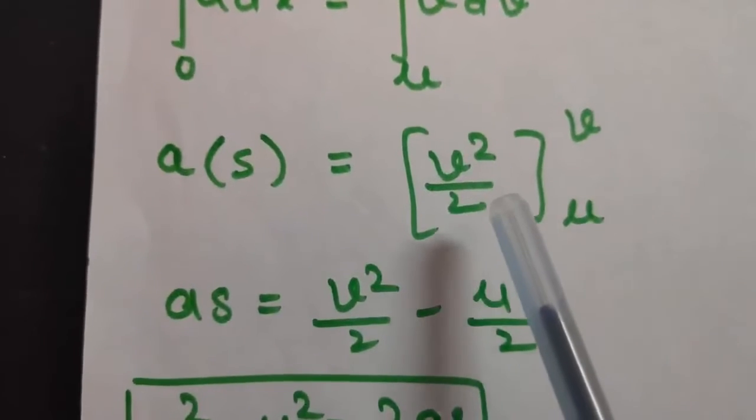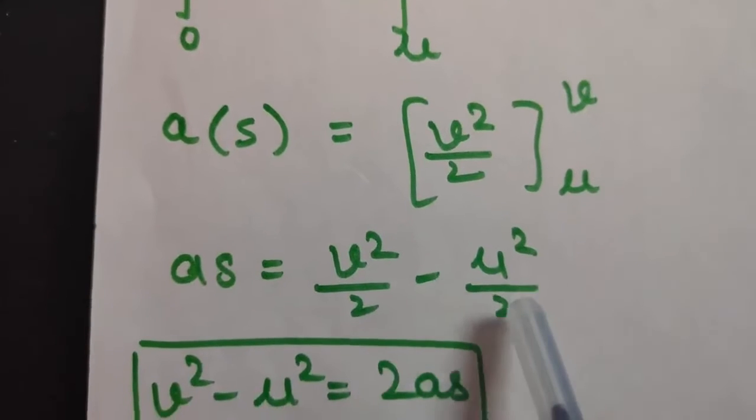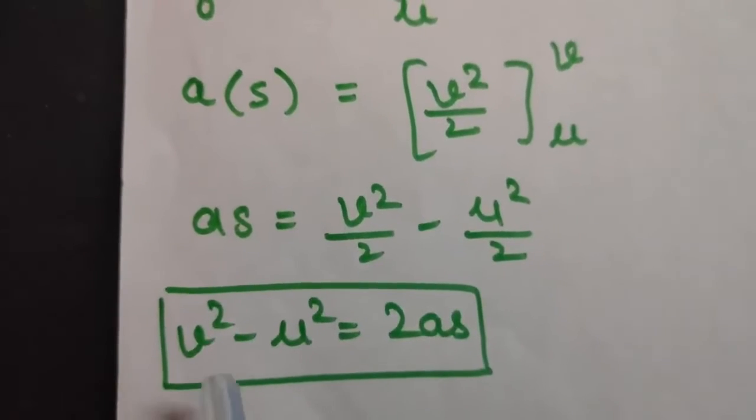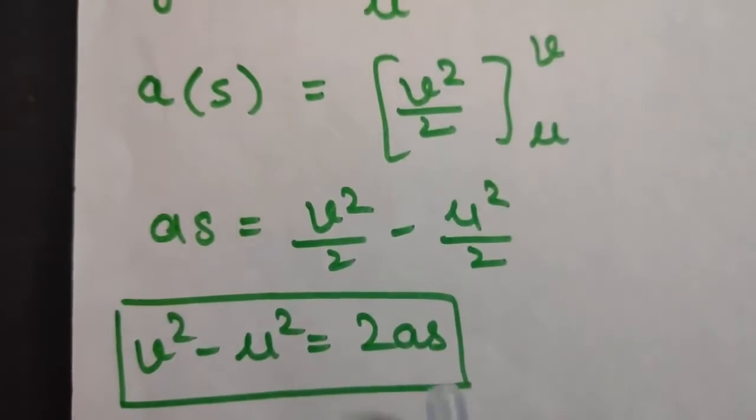On solving it, you will get v square upon 2 minus u square upon 2, that is upper limit minus lower limit. So this will become v square minus u square is equals to 2as. So this is your position velocity relation.